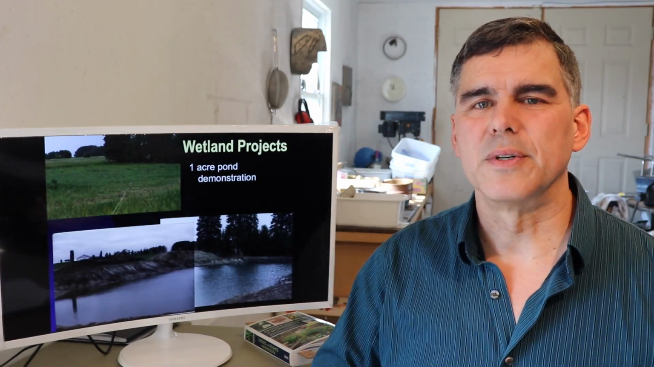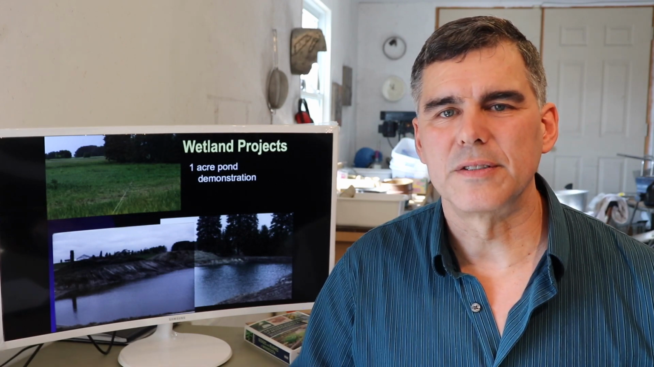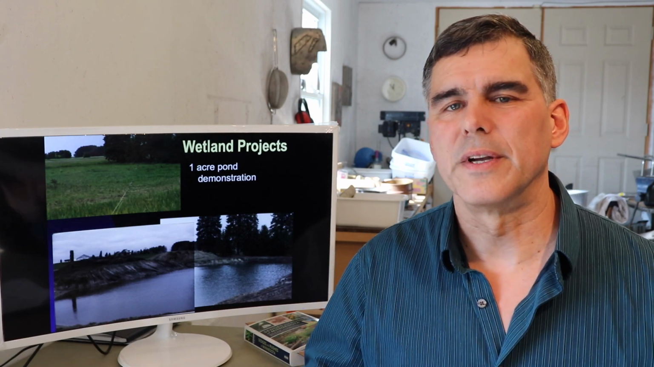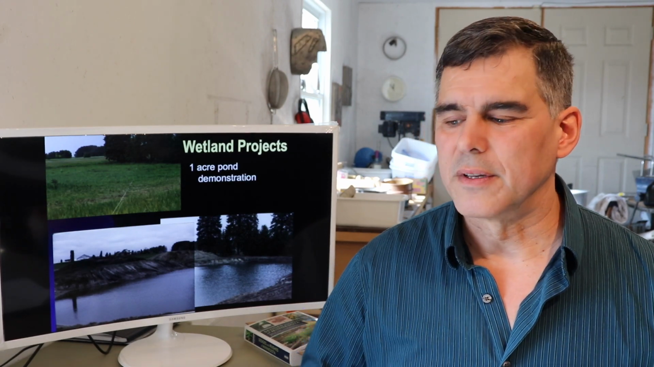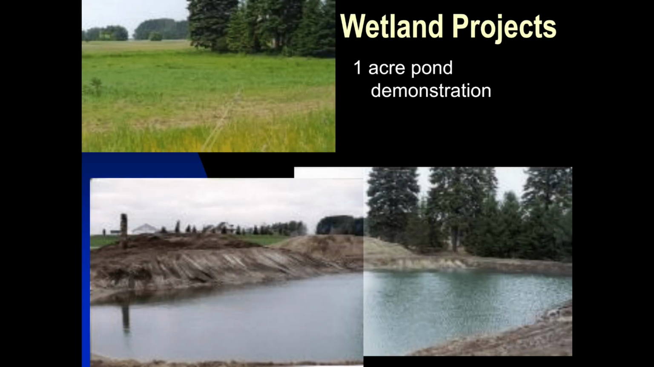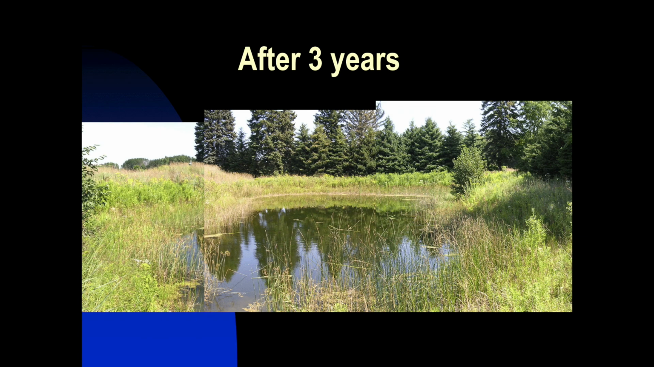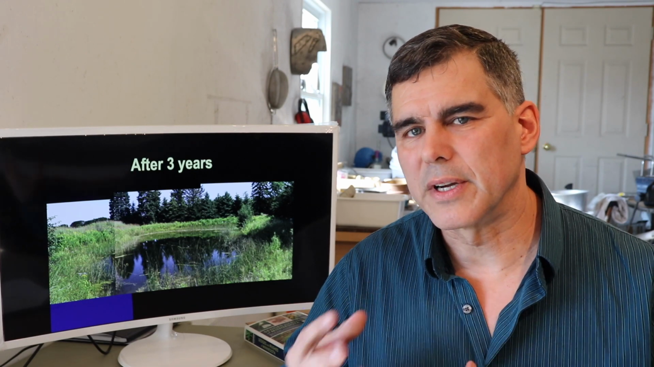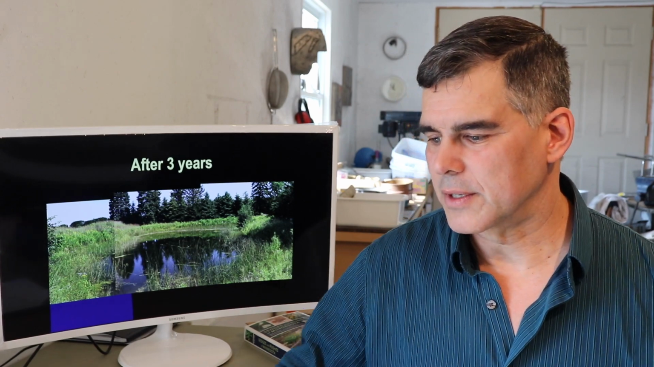So this is an example of a wetland project that we did. This was basically a field with a wet area, and what we did was we dug a 1 acre pond and we restored that area. So you can see here's the pond area. And then 3 years later, this is what you can see. So we restored all that pond, and very quickly the pond restores itself. Once you put the plants in and you create the different zones, then you'll quickly establish that pond system.